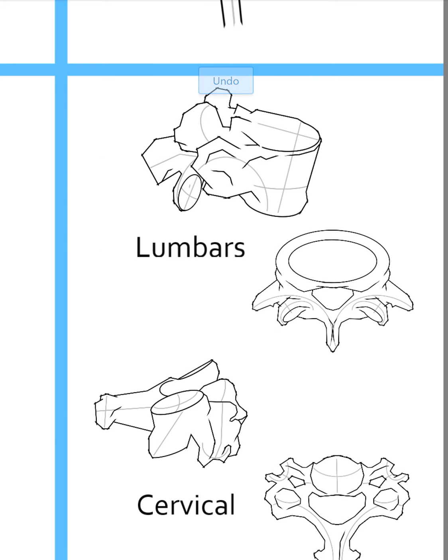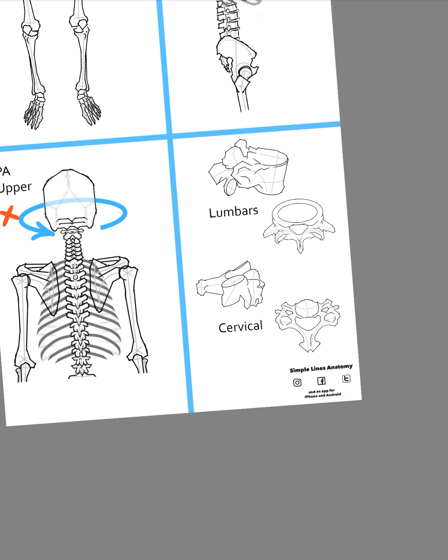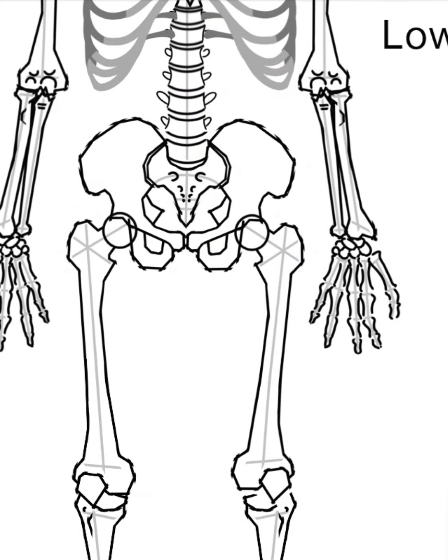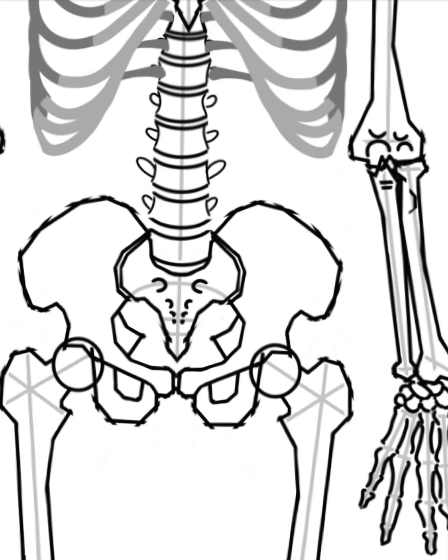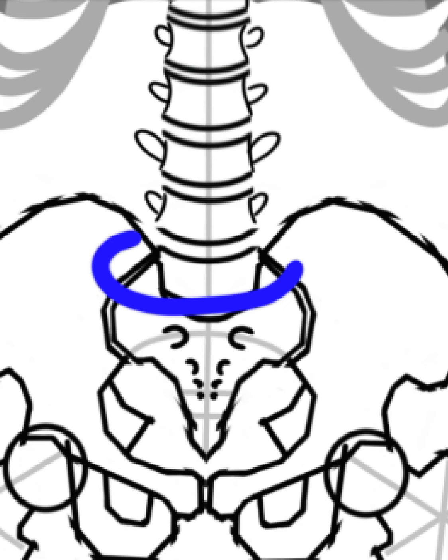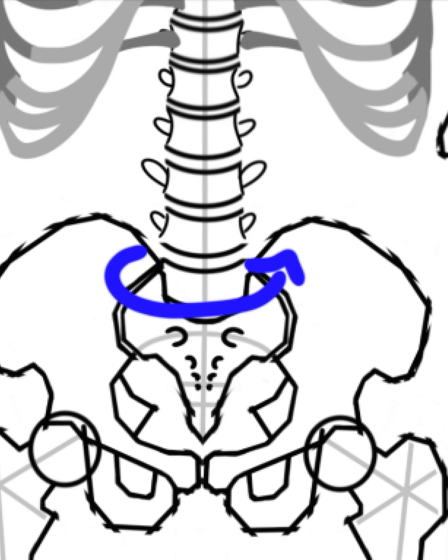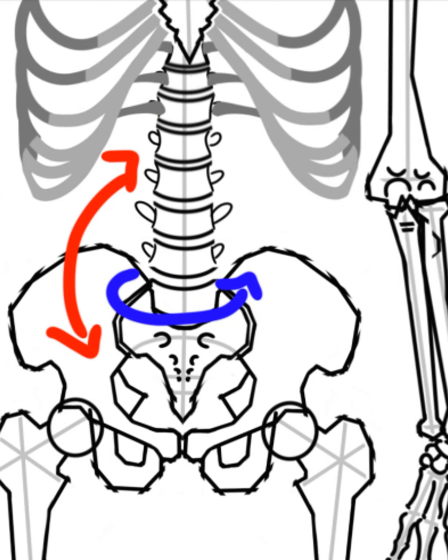Now, with the lumbar vertebrae, let's be clear on this, mostly the movement is going to be occurring at L5, S1. That's where rotation and side bending happens. That's where the higher amounts of that happen. You get a little bit at L4, L5, but L5, S1 is mainly it.